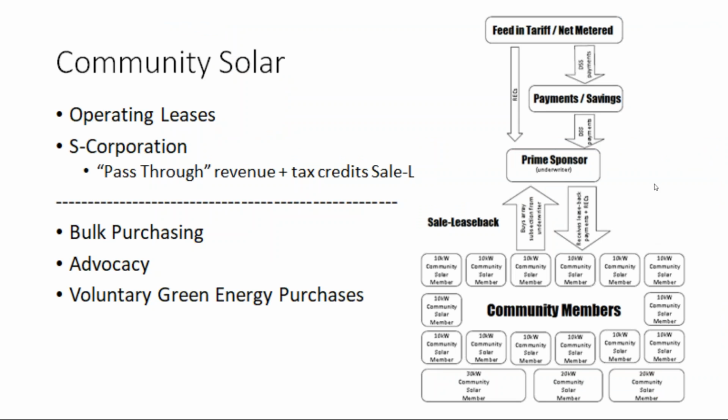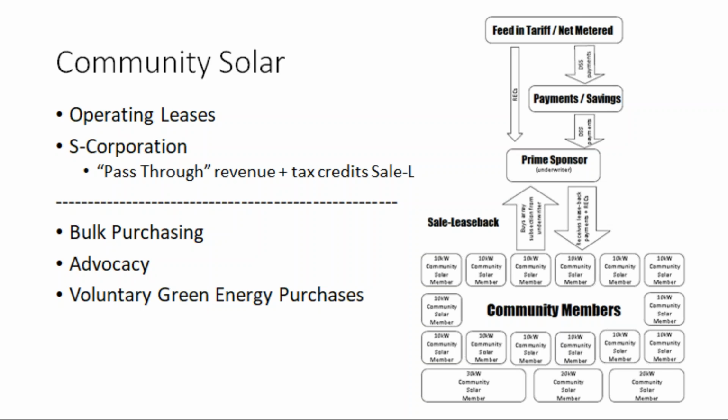And so your community solar structure, at its simplest form, would just be an operating lease structure between the project developer and the community solar participants. There's other ways to structure your project ownership. If you have all the investors in the project up front, maybe you form an S corporation, which is an easy way to divide up the revenue and tax incentives equally among the members in proportion to their level of participation.